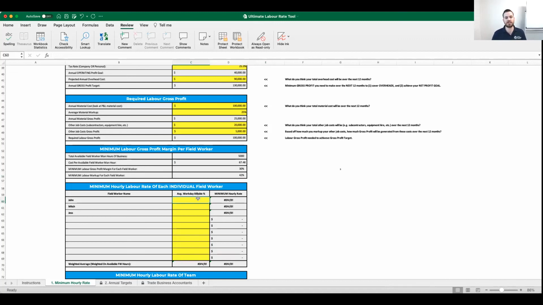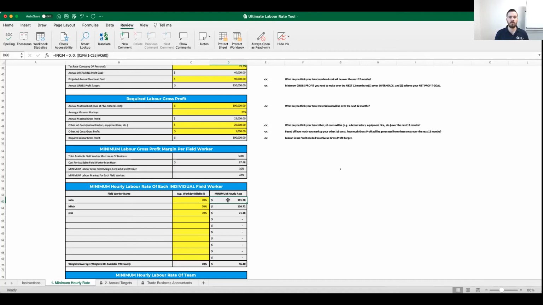And I want to look at what that actually looks like. So for example, I'm going to assume that our field workers are billable, let's go 70%. So what this is showing is that for us to achieve the net profit goal, cover our overhead costs, and cover the salaries of each individual field worker, John, when he's at a 70% billableness, he's got a minimum hourly labor rate of $101.70. And why we say minimum is that's the bare minimum. We actually recommend going a bit above that. This is just a guide of you can't go any lower than this.